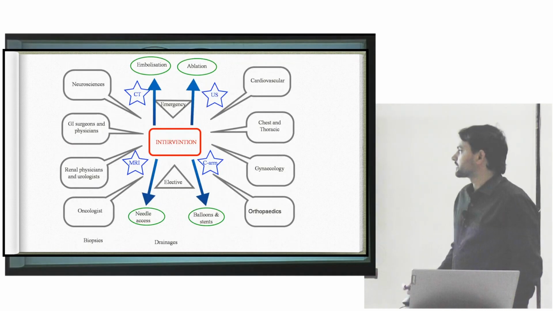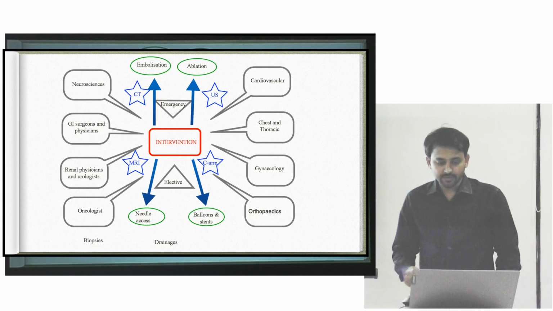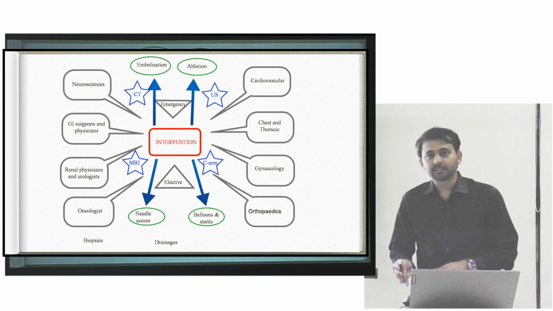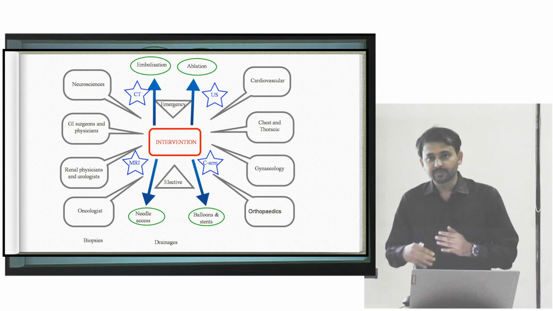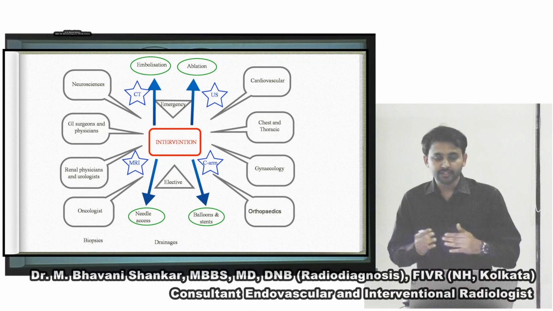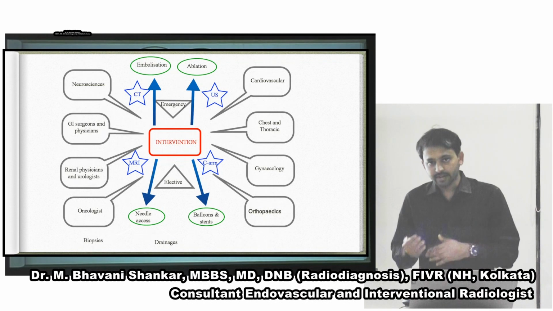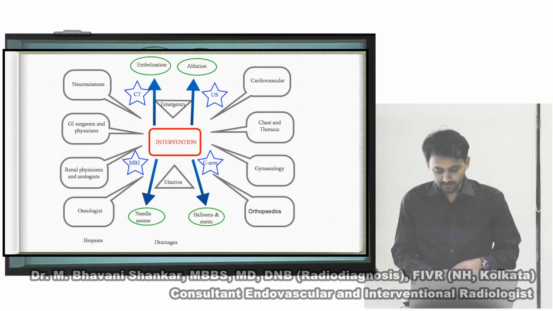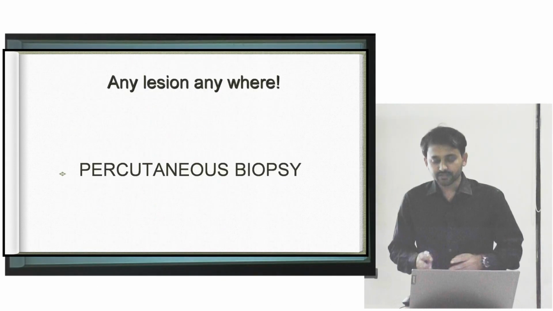This is our overall areas: neuro, gastro, cardiovascular, chest and thoracic, gynec, oncology, renal, nephrology, urology, orthopedics. These are almost all the systems we deal with in specific conditions, either by embolization or ablations, or for diagnosis purposes, or for angioplasties and stentings. These are some of the procedures we do routinely. So we'll start with diagnosis.